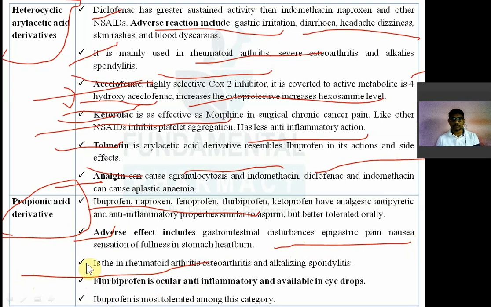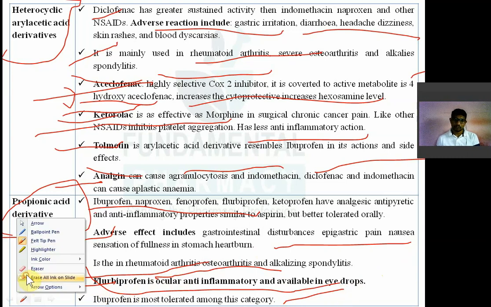Particularly, flurbiprofen is used in ocular inflammation. It is used as an anti-inflammatory drug for ocular inflammation. Remember, there was a question regarding this in GPAT. Flurbiprofen is an ocular anti-inflammatory drug available as eye drops. Then ibuprofen is the best tolerated drug in this category. Ibuprofen सबसे ज़्यादा tolerate होती है.